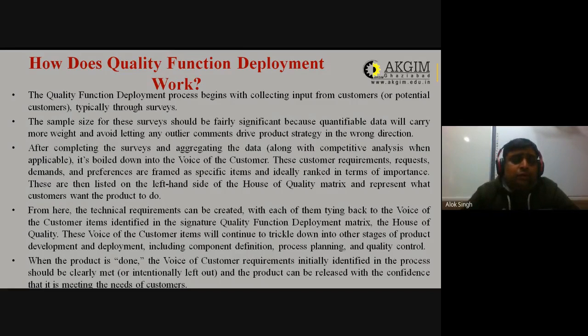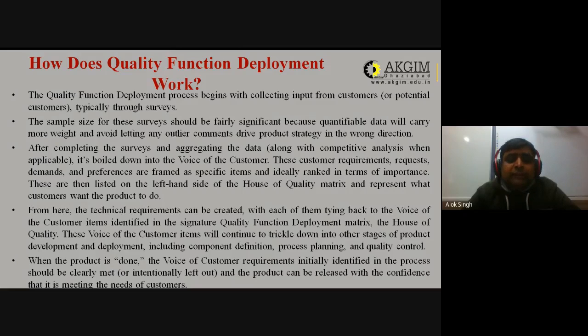So basically, what are the functionalities that customers are looking for, and what are the most important, then you may rate it also. So from here, the technical requirements can be created with each of them tying back to the voice of customer items identified in the quality function deployment matrix. Okay, so that is known as house of quality. So these voice of customer items will continue to trickle down into other stages of product development and deployment, including component definitions, process planning, and quality control.